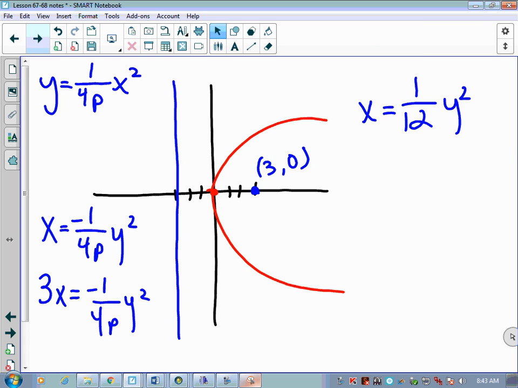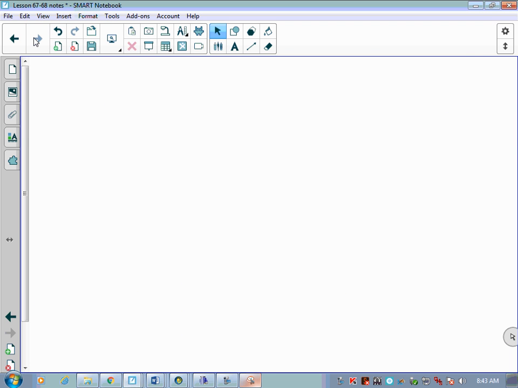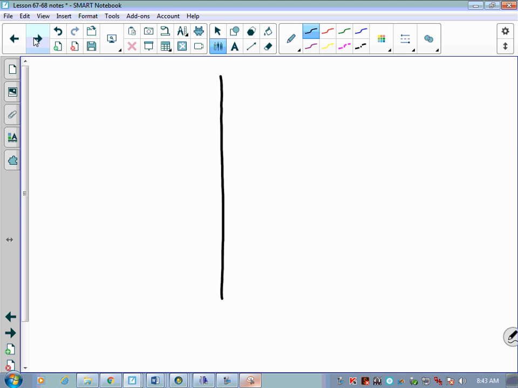All right. With that, let's scoot over to our other question. It says, find the equation of the parabola with its vertex at the origin if its directrix is y equals 5. What kind of line is y equals 5? Horizontal. All right, and it should be above the origin, right? So 1, 2, 3, 4, 5. Here is my directrix. My vertex of my parabola is at the origin.